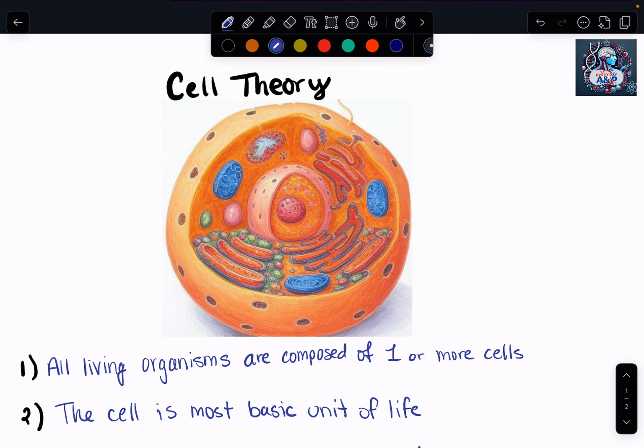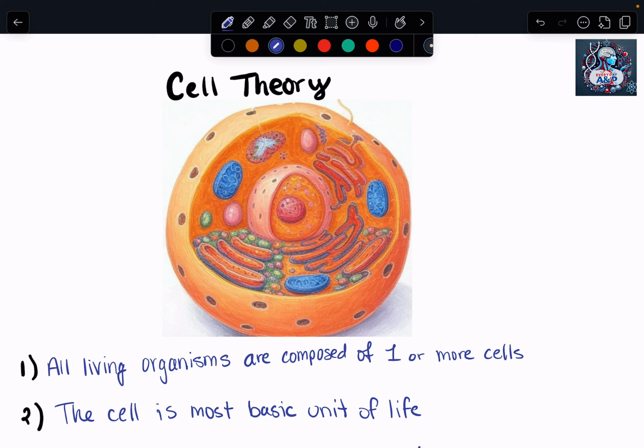So the first tenet that we're going to look at is that all living organisms are composed of one or more cells. You need to have at least one cell if you want to be considered a living organism. And thankfully, we all have billions, if not trillions, of cells that are differentiated into different types of cells and have various different functions that keep us living and happy. So that's the first component.